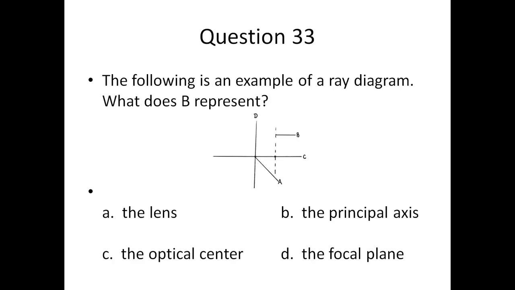Question 33. The following is an example of a ray diagram. What does B represent? A, the lens, B, the principal axis, C, the optical center, D, the focal plane.